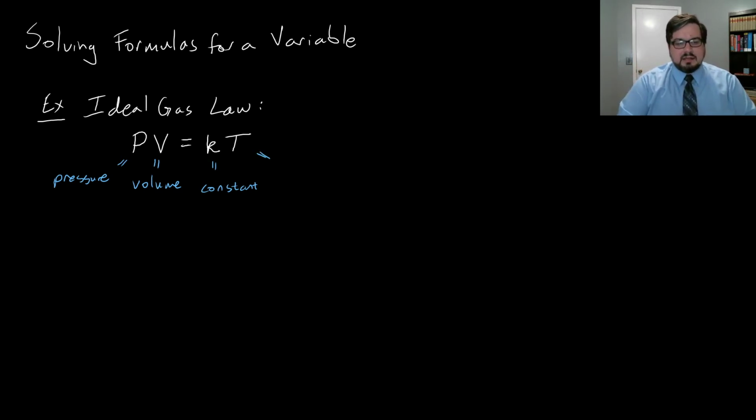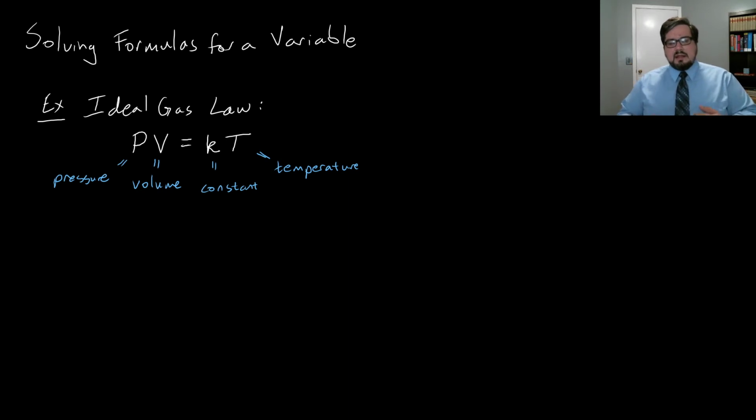And T is the temperature of the gas. So this is saying that as long as we fix a gas, there's a particular value K, this constant K, such that the pressure times the volume is always equal to that constant times the temperature. And so there are some things that we can see about this.